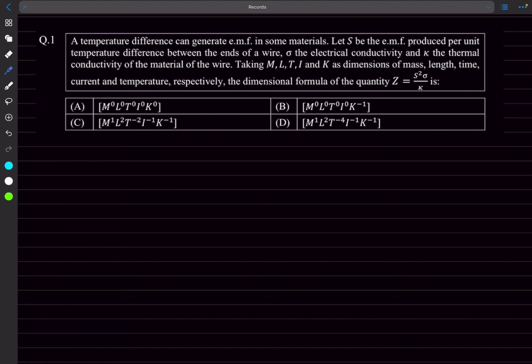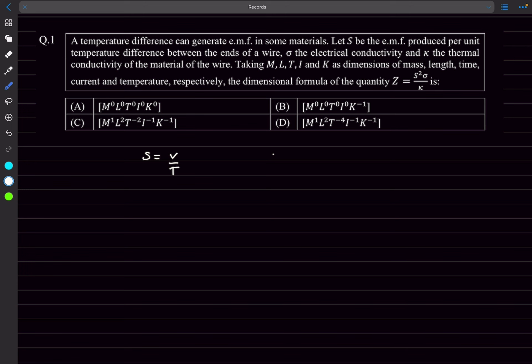So first question was from dimension analysis. They're mentioning a temperature difference can generate EMF in some materials. Let S be the EMF produced per unit temperature difference between the ends of the wire. For the purpose of deriving the dimensions, we can just write S as V divided by T. V is in volts, T is in Kelvin.